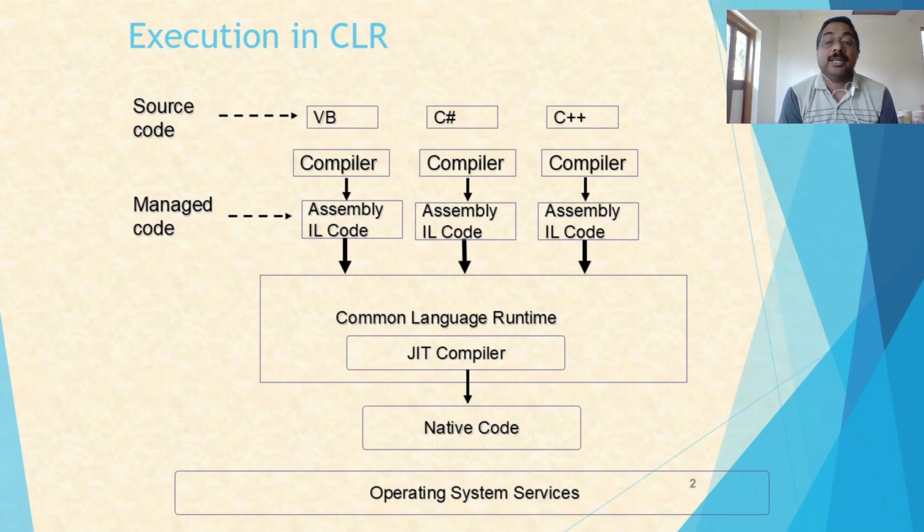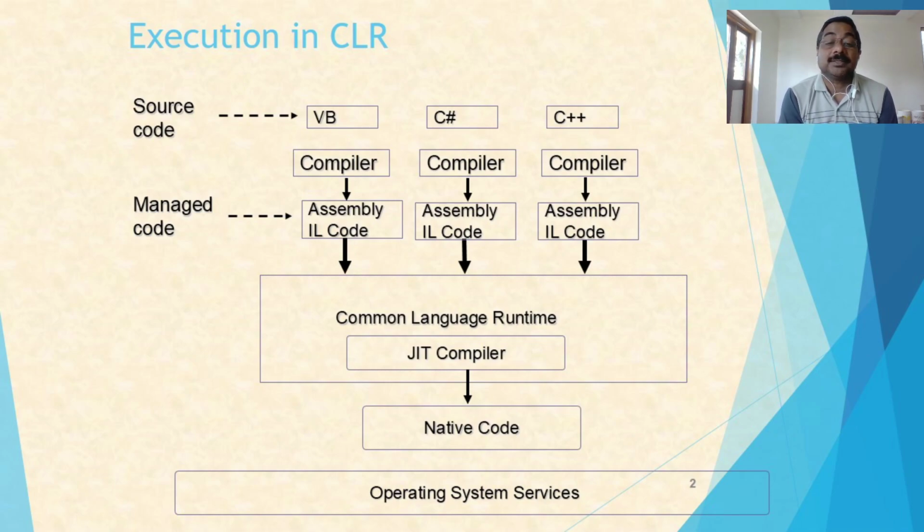See, the compilation will be done after writing of source code. Then every language code will be compiled separately in the CLR, and in the next phase the managed code is developed, where the intermediate language code, that is also called assembly code, is developed after compilation of source code.